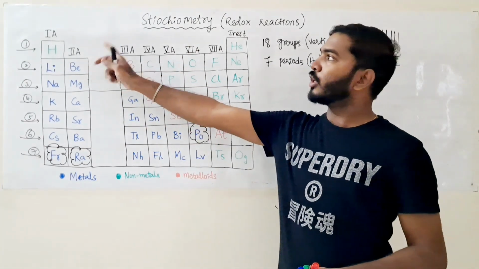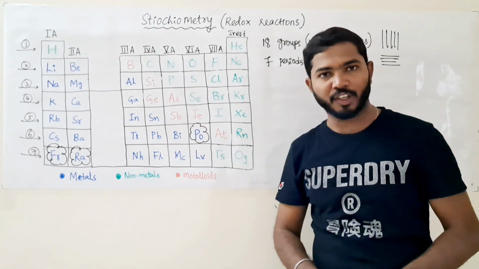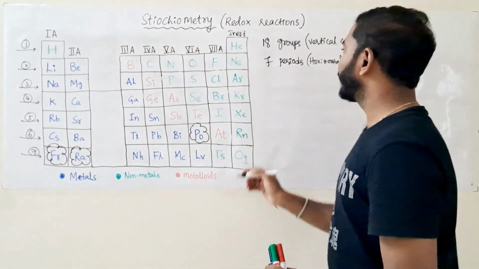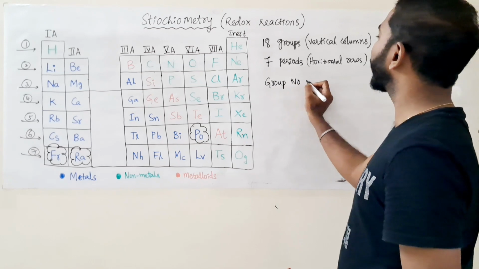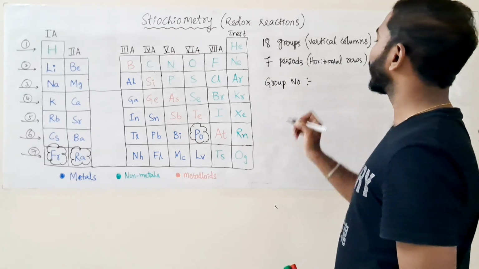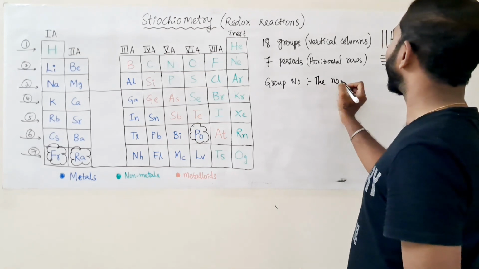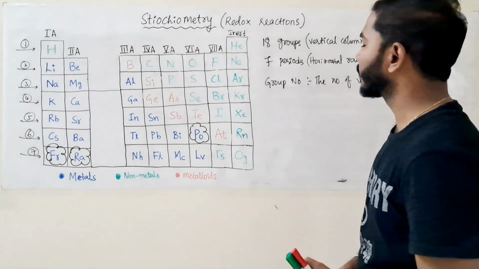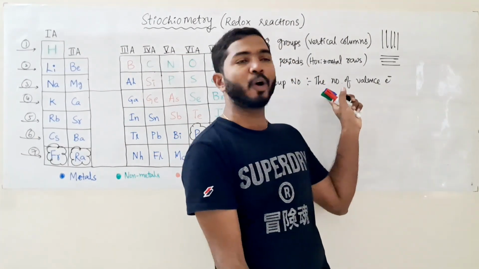As I told you, please try to remember the groups in the Roman representation. That will help you a lot. So how is it going to help us, sir? If you see group number, when I say group number, I am talking about the Roman numbering. So group number defines the number of valence electrons. Very important. So what is this point?